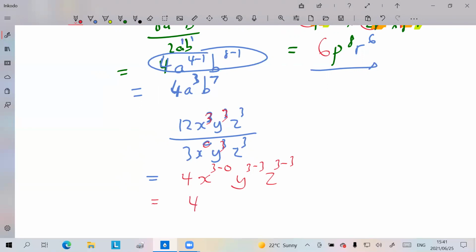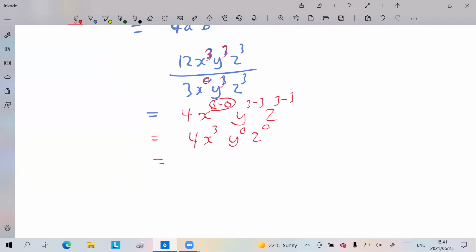So you've got 4, 3 minus 0 is 3. Y, 3 minus 3 is 0. Z, 3 minus 3 is 0. But where do we end up? 4x to the power 3. And I'm going to leave it there. That's the answer. And if you forgot why that's the answer, you weren't paying attention or you already forgot a little bit from the beginning of the lesson. Anything to the power 0 is 1. And anything multiplied by 1 stays the same. So your answer is 4x to the power 3.